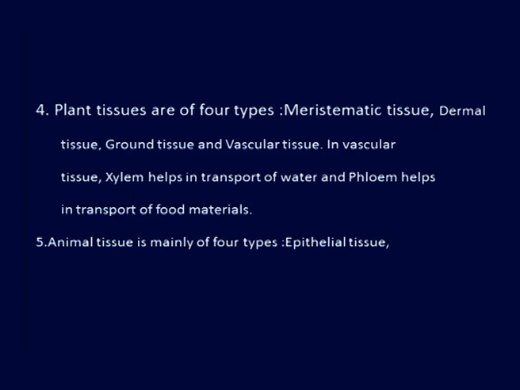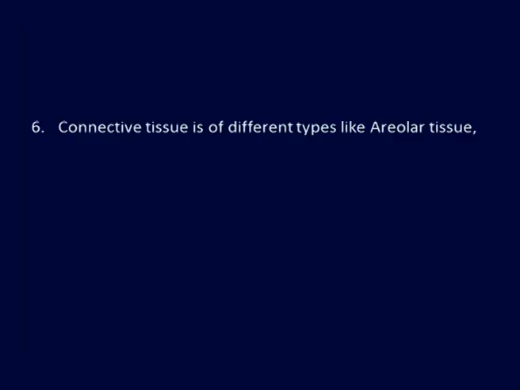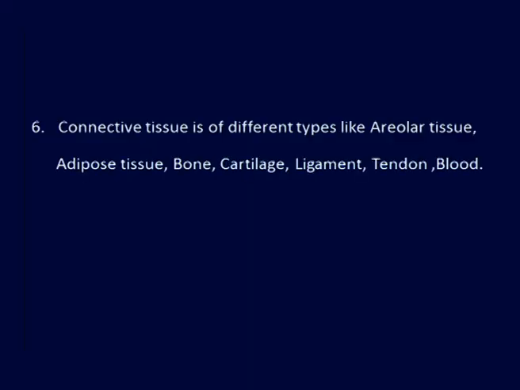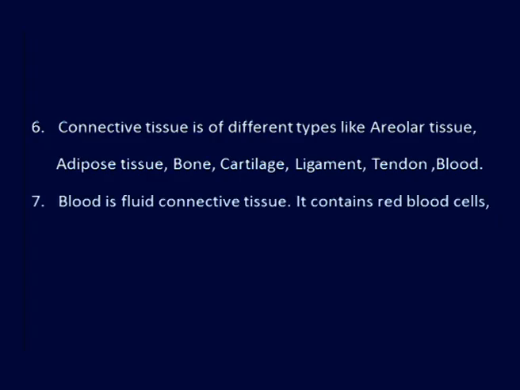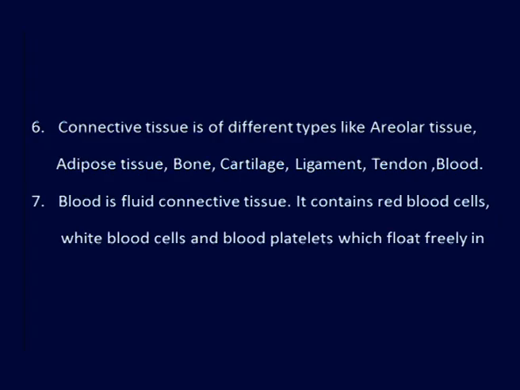Animal tissue is mainly of four types: epithelial tissue, connective tissue, muscle tissue and nervous tissue. Connective tissue is of different types like areolar tissue, adipose tissue, bone, cartilage, ligament, tendon, blood. Blood is fluid connective tissue. It contains red blood cells, white blood cells and blood platelets which float freely in blood plasma.